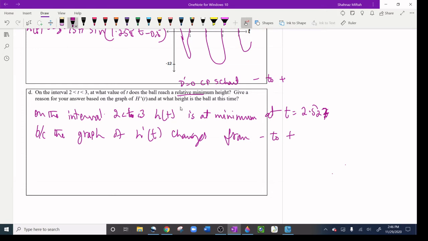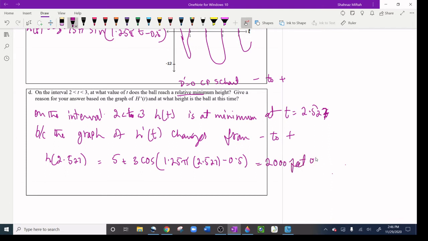Based on the graph of h prime t, at what height is the ball at this time? So now I have to figure out the height. So at t equal 2.527, we have to look for the height, and for height I'm using the same formula, but I have to plug in 2.527, which was the time right there, into the original to get that height. So it's going to give me 5 plus 3 cosine 1.25 pi times the quantity 2.527 minus 0.5. When you plug this in the calculator for the original, I'm getting 2 thousand, which is feet off the ground.